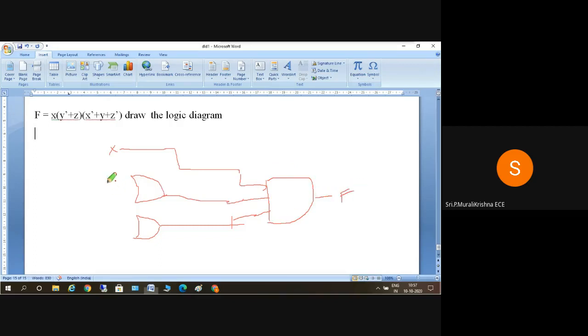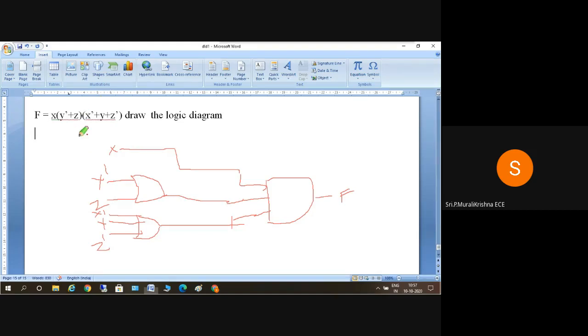So this is X here. This is Y bar plus Z here, which is given to the OR gate. And this is the third output, X bar, Y, Z bar. So the sums are implemented with OR gates, and finally we have to do the product here. So we'll be using one AND gate for the product of sums.